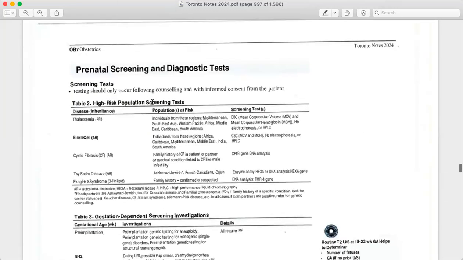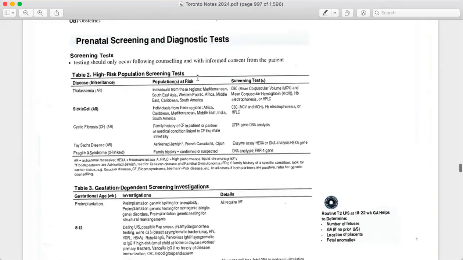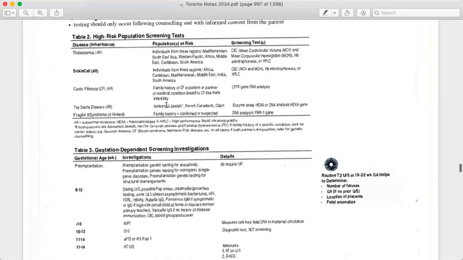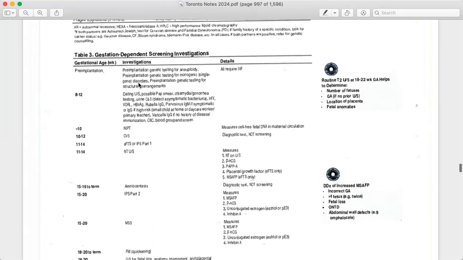That's it. Coming to the prenatal screening and diagnostic testing, all you need to know is what are the basic ones and what are you going to do in those ones. So testing should occur following counseling. So you are going to start with the counseling and informed consent from the patient. That's it. So if you can remember this high risk population screening test, you can. Otherwise, it's not that hard and fast a rule that you need to remember. But this table 3 is more important than anything else.